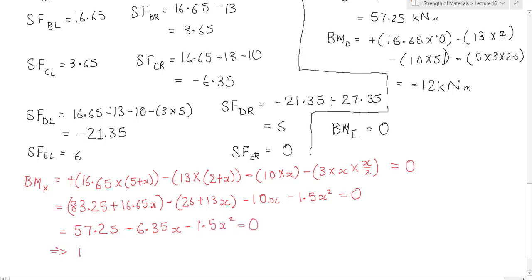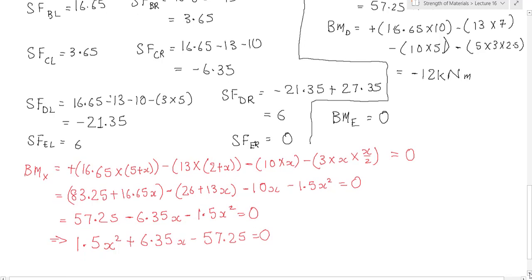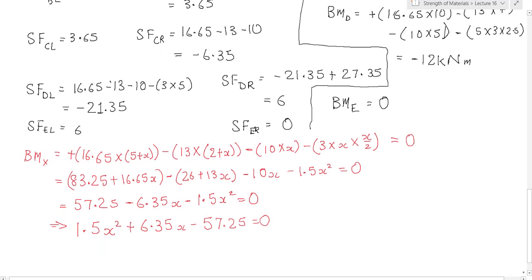I can rewrite it as 1.5 x square plus 6.35x minus 57.25 is equal to 0, right? Now I can put it in my calculator. Equation, quadratic: 1.5 x square, 6.35x, minus 57.25 is equal to 0.